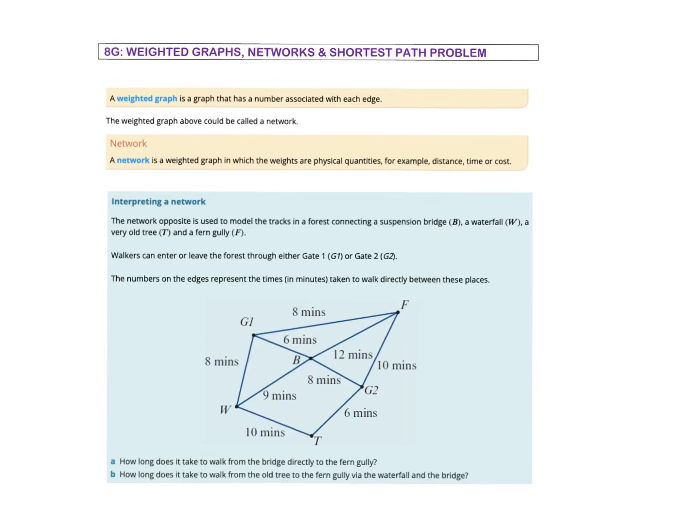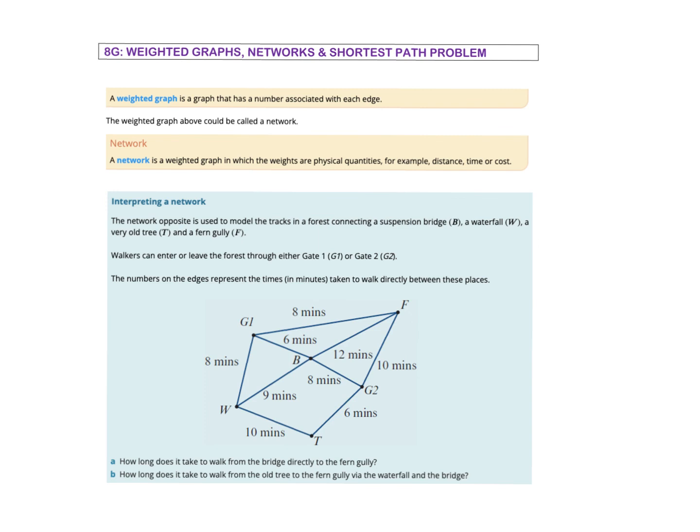Okay, so today we're looking at weighted graphs, or weighted networks, and then we're going to look at shortest path problems. A weighted graph is one where a number is allocated to each edge. The weight can represent a lot of things. It could represent time, it could represent distance, but what we're saying is we're giving a number to go with that edge, okay?